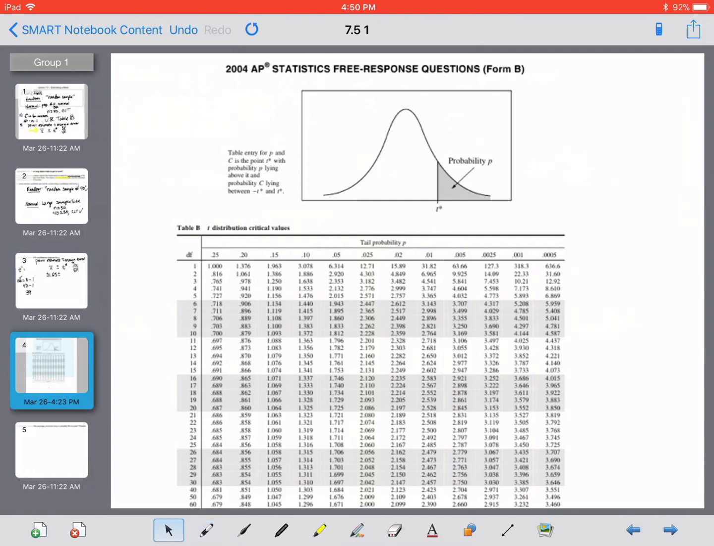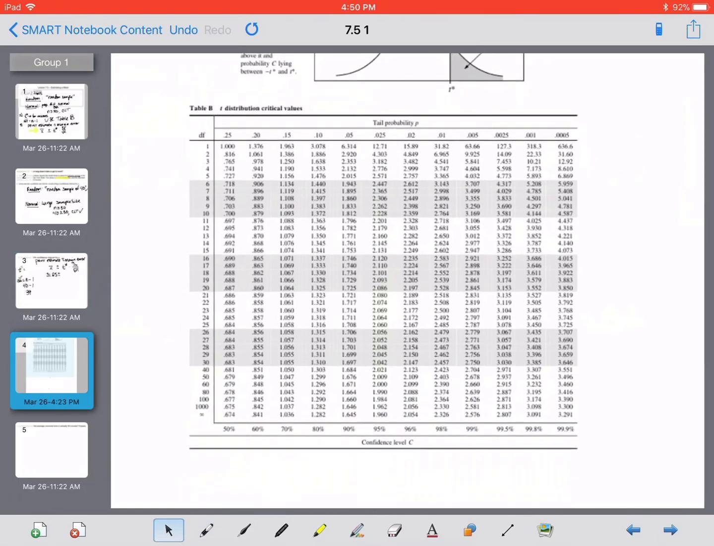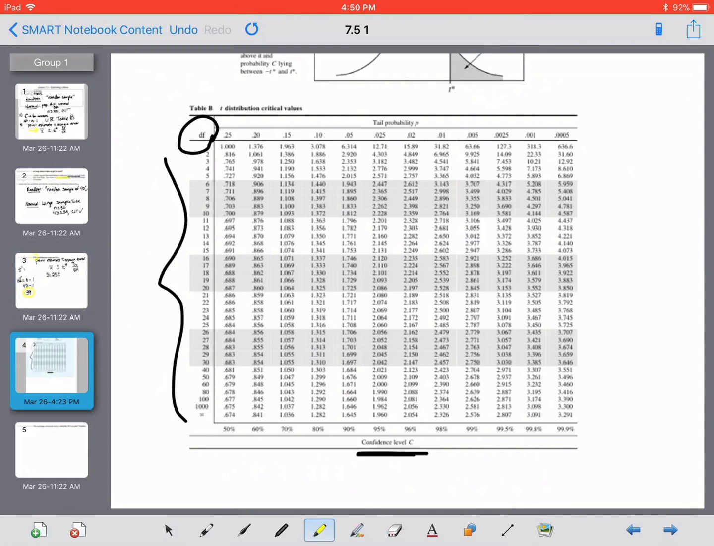I think yours on Google Classroom looks a little bit different, but honestly, it's the same numbers. To read table B, notice off to the left we've got our degrees of freedom, and on the bottom we have our confidence level. We need those two things to find what t we're going to use. Going back to my problem, my degrees of freedom are 39 and my confidence level is 95. So back to my table, the confidence level 95 is down here.